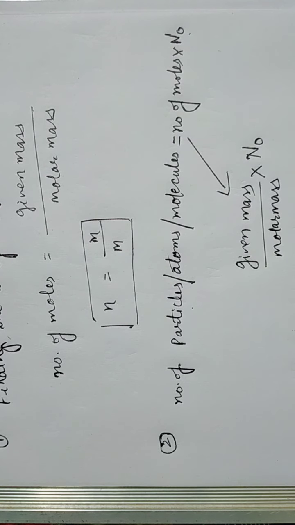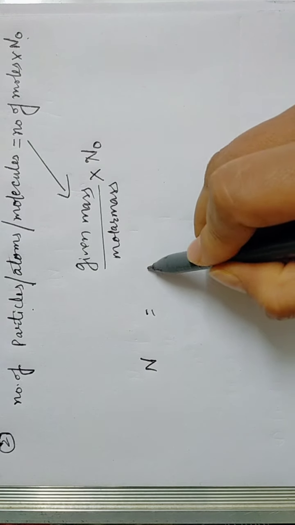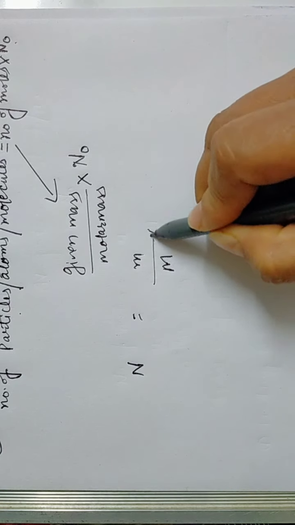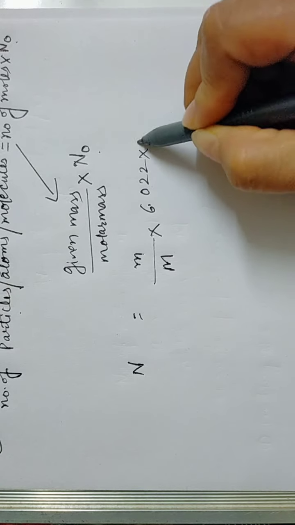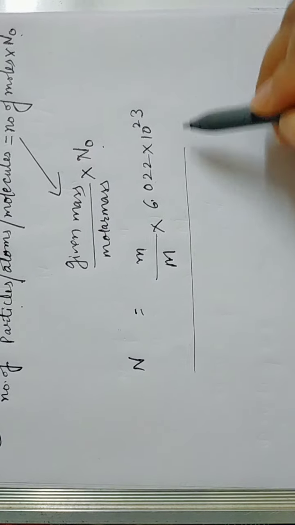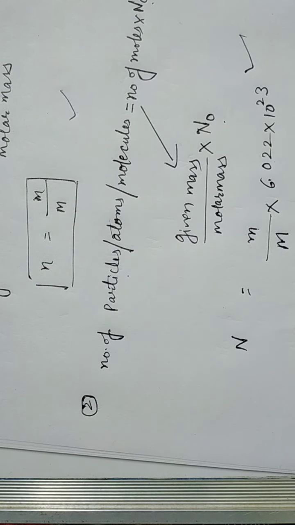Or in short, we can write that the number of particles, atoms or molecules, which is represented by capital N, is equal to the given mass, small m, upon the molar mass, capital M, times Avogadro number. And what is the value of Avogadro number? 6.022 into 10 to the power 23. So these two formulas are very important for this chapter.